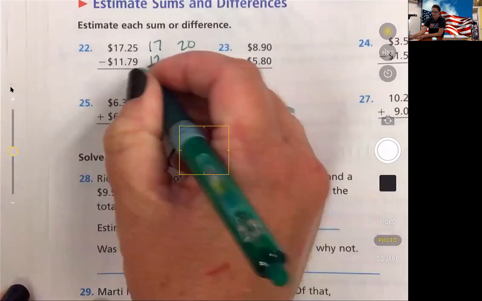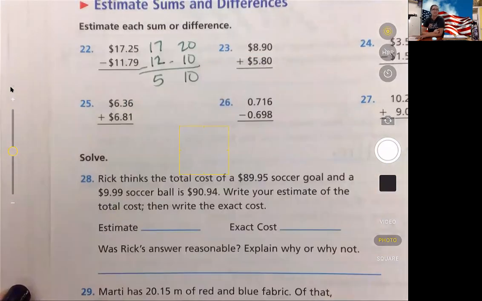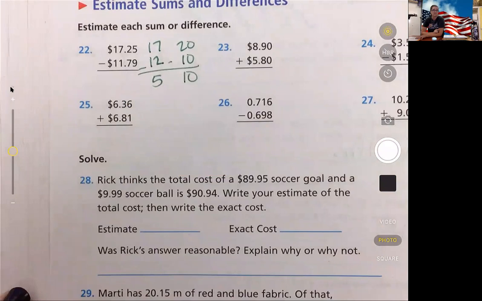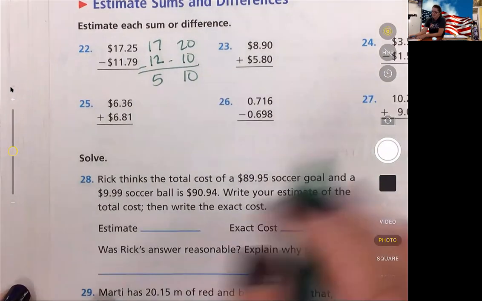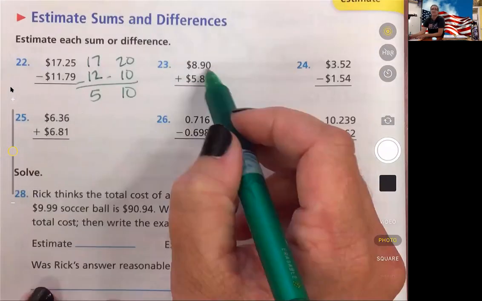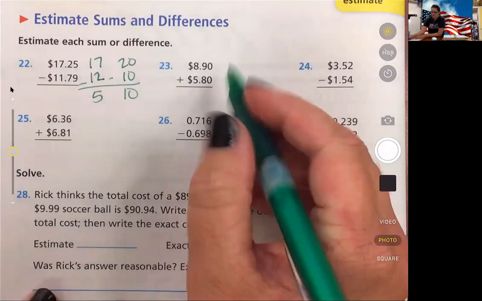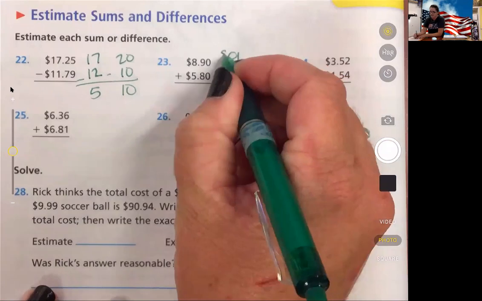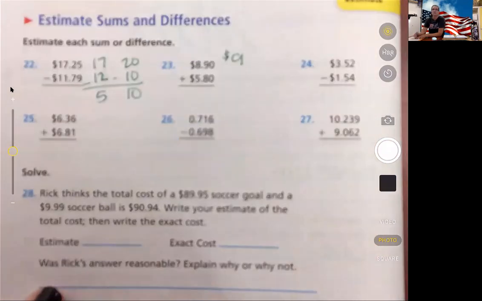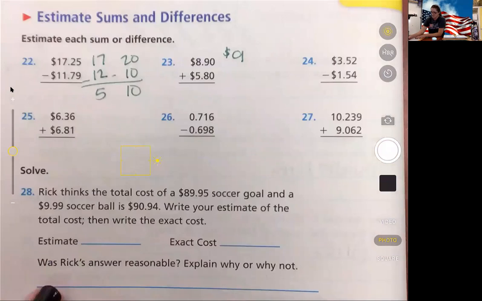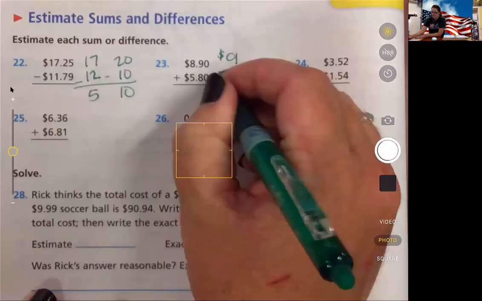And then this is subtracting. So there is kind of a big difference. Do you see that? There's a big difference in what our answers are depending on what place value position we round it to. So just make sure you're keeping that in mind when you're doing your rounding, okay? How about $8.90? Is that closer to $8 or $9? $9. $5.80. Is that closer to $5 or $6? $6. We're adding this time, 15.